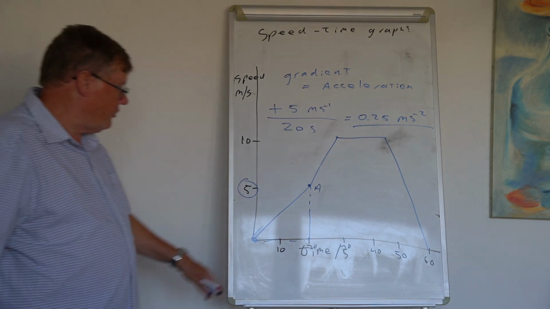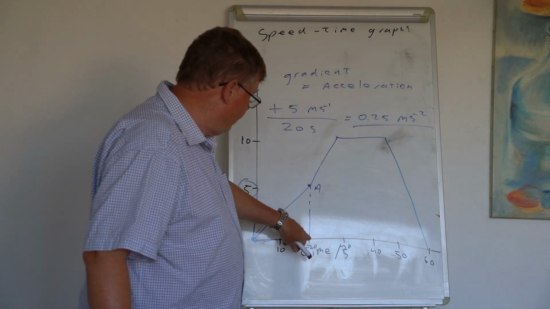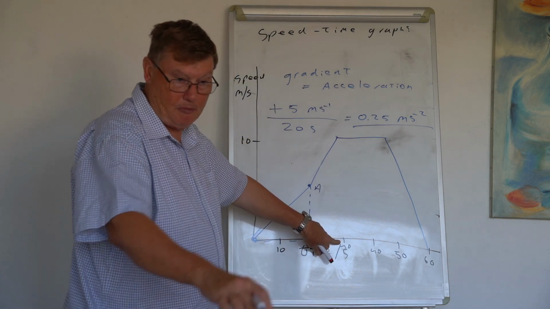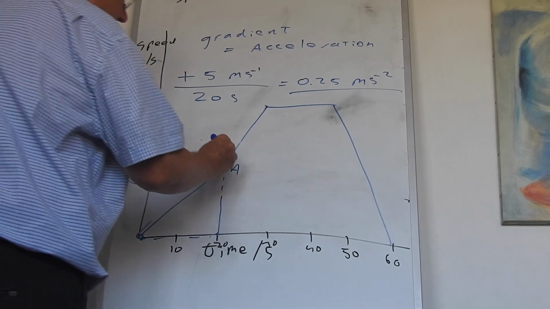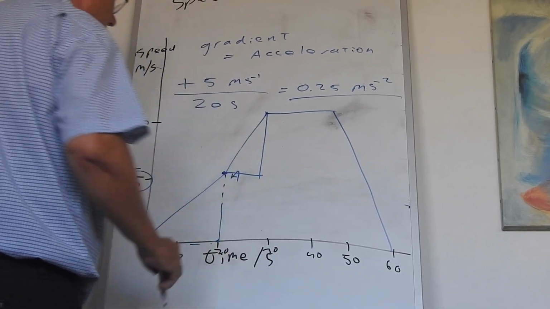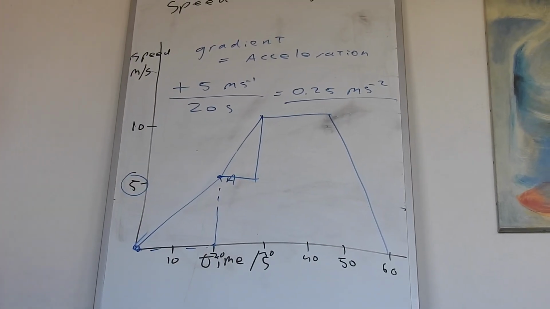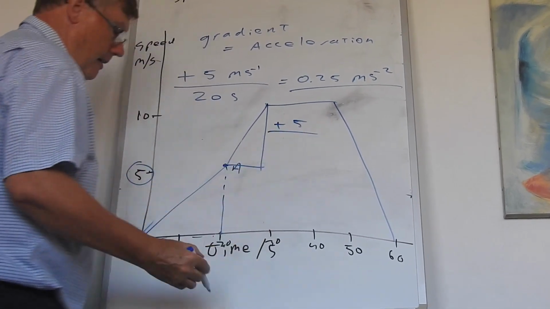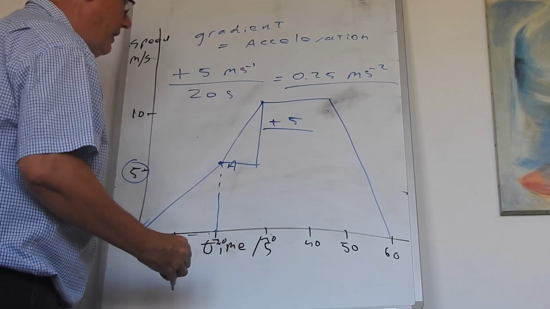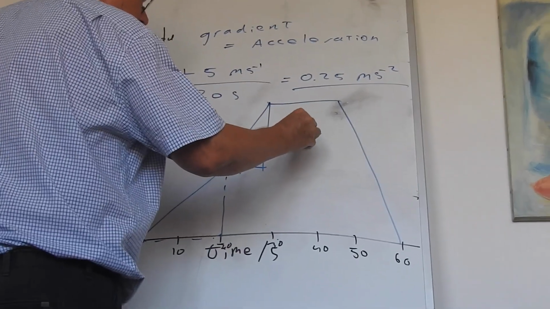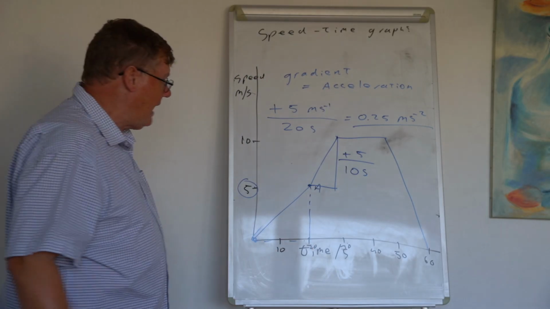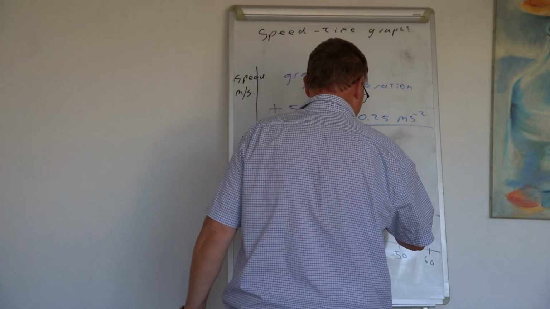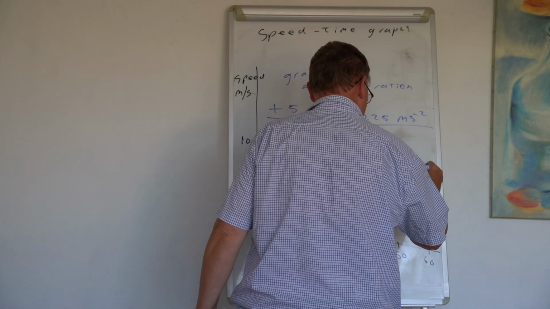What was the acceleration during the time from 20 to 30? My graph's rubbish, by the way. That's just the way it is. So what was the acceleration there? The change in speed was 5. At this time, it only took 10 seconds. 5 divided by 10 is a half. So here the acceleration is 0.5.